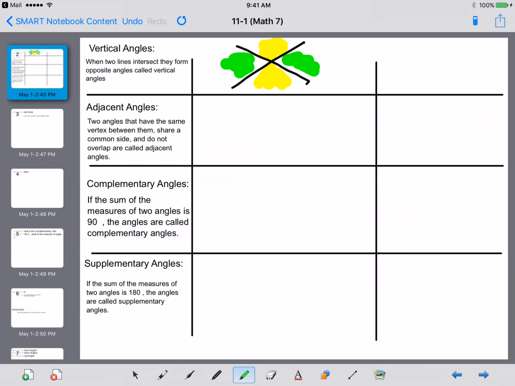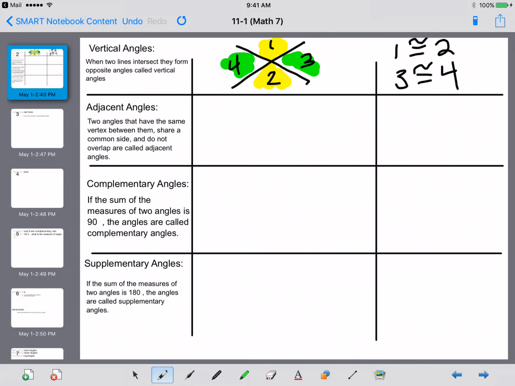And these vertical angles are congruent. So they're the same thing. So if I were to label this 1 and 2 and this 3 and 4, 1 is congruent to 2 and 3 is congruent to 4. So that means they're the same. So if angle 1 was 110 degrees, angle 2 is also 110 degrees.